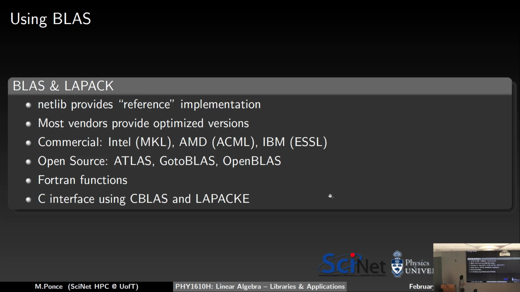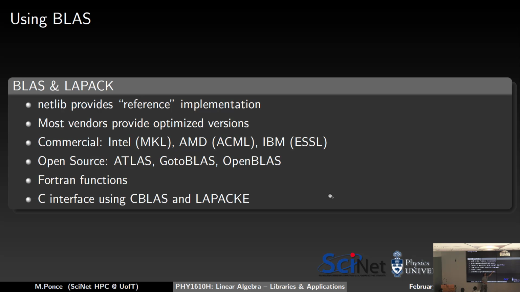So let's go back to BLAS and LAPACK. These references are provided by the NetLib implementation. I think I have a link at the beginning. The thing is that many vendors or commercial software provide their own versions, specialized for their own hardware. For instance, Intel has MKL, which is as good or in some cases even better than these ones. AMD provides ACML, and IBM has ESSL. Open source variants of those are ATLAS, GotoBLAS, and OpenBLAS.